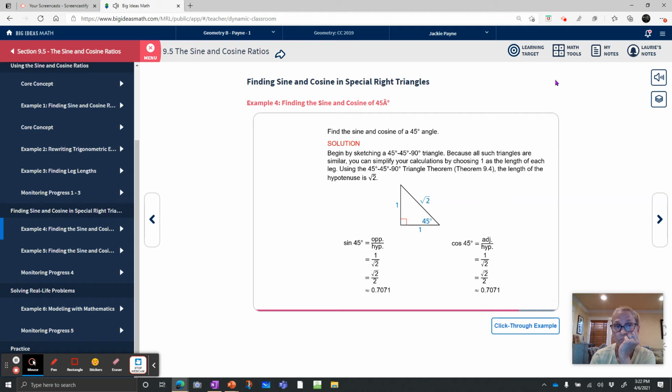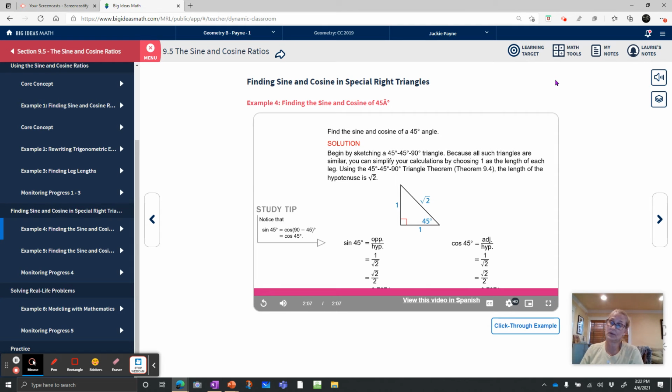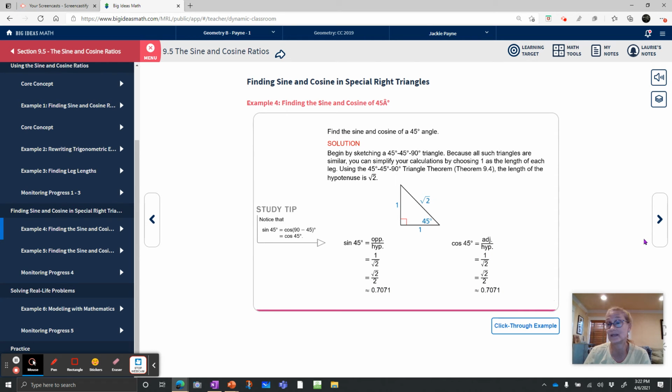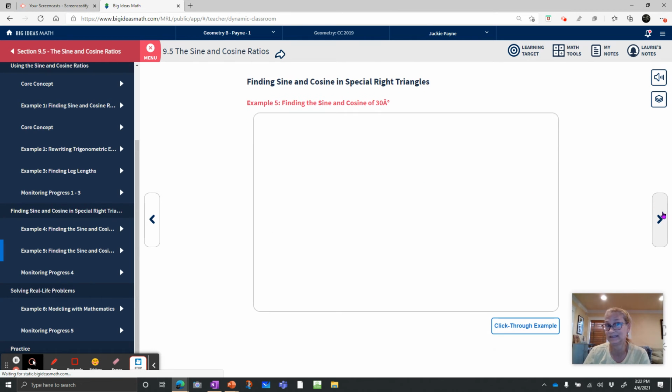equal to 0.7071. Notice that the sine of 45 degrees equals the cosine of the quantity 90 minus 45 degrees, which equals the cosine of 45 degrees, because of the complementary theorem that we've just learned in the last one. So you'll notice those are the same. Now we're going to do probably the same in 30, 60, 90.